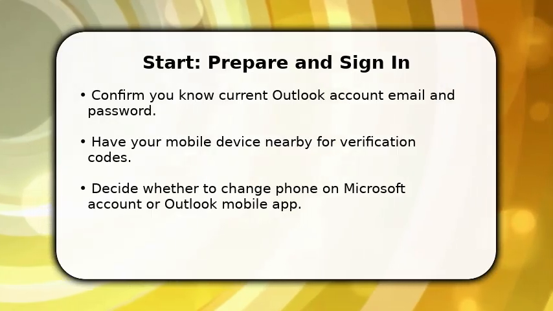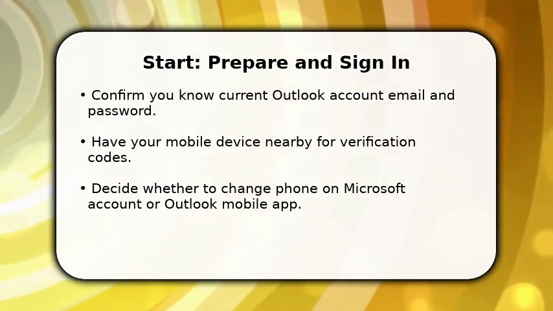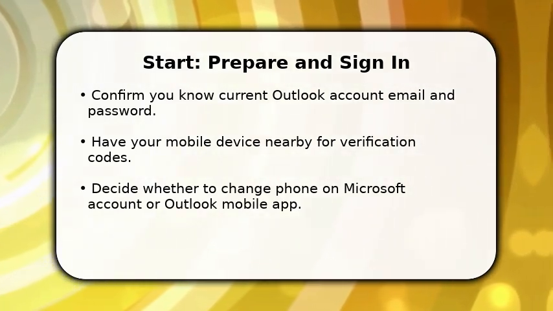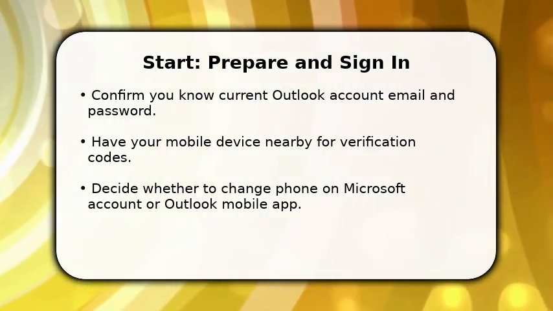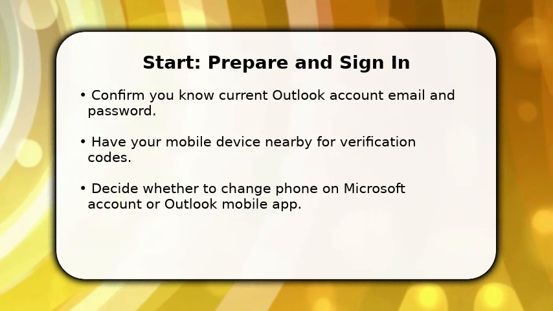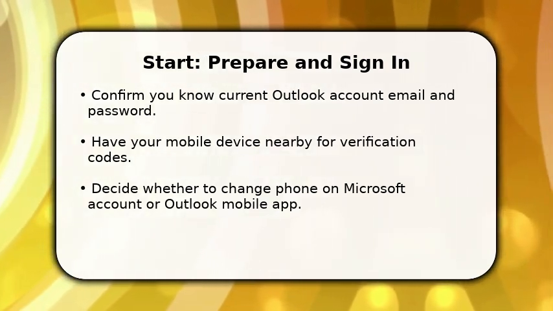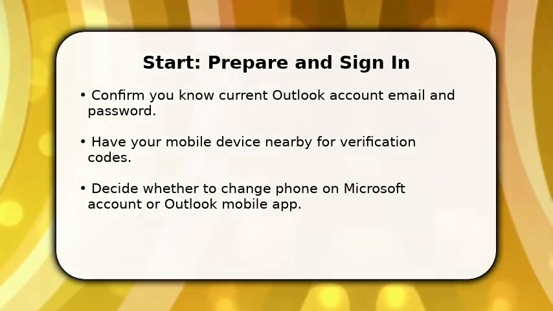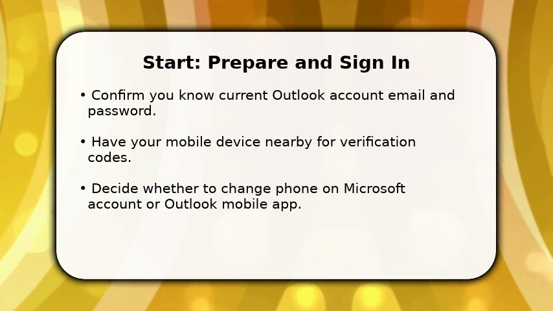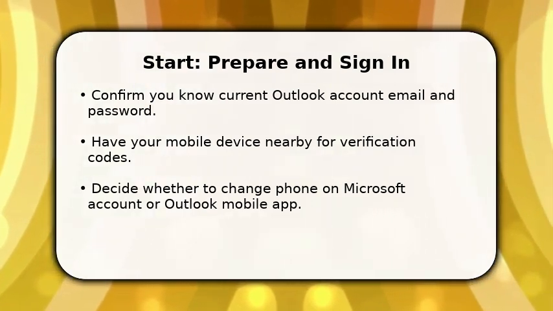You'll begin by signing into your Microsoft account or Outlook app, enter your email and password, then complete any multi-factor prompt. Once signed in, open Account Settings. This is where your contact info lives, so you can update the number itself. Make sure your mobile can receive SMS or authenticator codes before proceeding. This avoids being locked out. Now navigate directly to Security or Profile Contact Info so you're ready for the next steps.